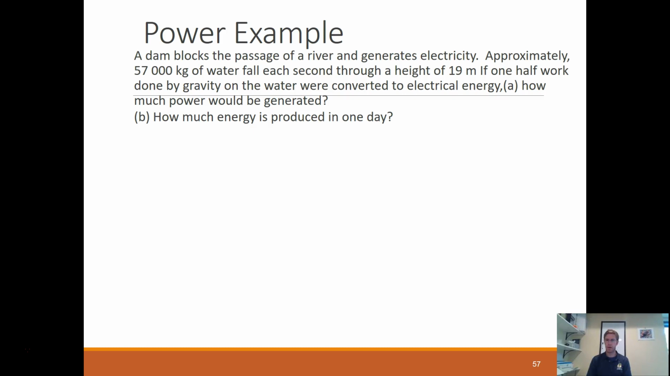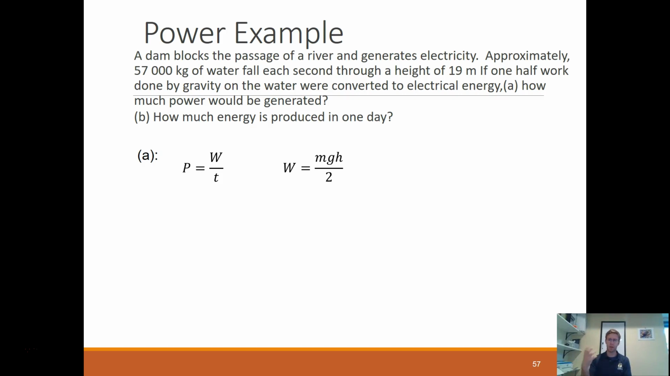All right, hopefully you tried it out. If not, pause for real this time and give it a go. So let's look at this, okay? First of all, for part A, we want to figure out the power, right? Power, which is work over time. What is the work being done? Well, the work is change in energy, right?